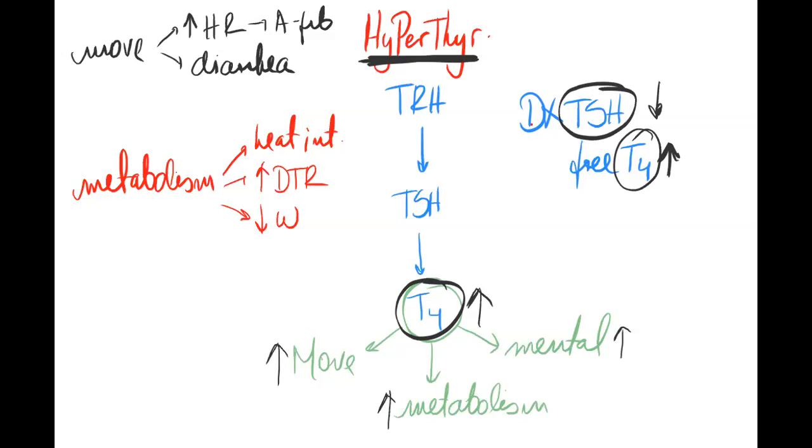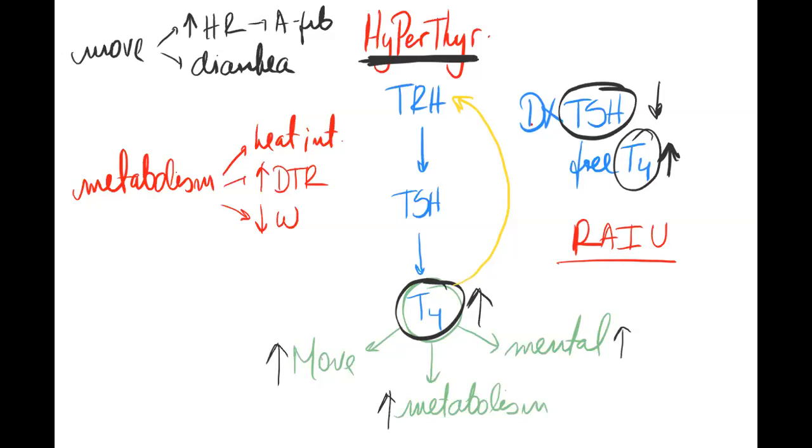Remember that the T4 produces a negative feedback on the TRH. So after we see that the patient has low levels of TSH and high levels of T4, we need to check the patient with a radioactive iodine uptake. This is a test that is going to show us how much iodine the thyroid gland is able to take up.